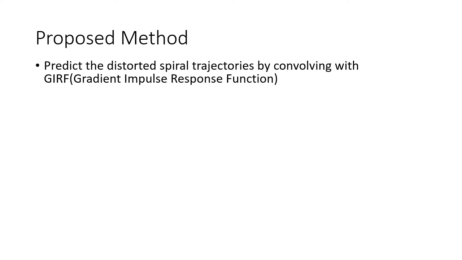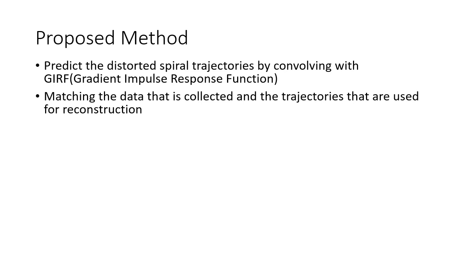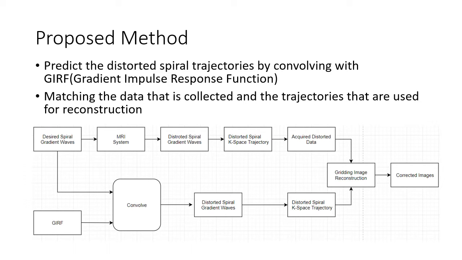To solve this problem, there is a proposed method. That is, we can predict the distorted trajectory by convolving gradient waveforms with GIRF, which is the gradient impulse response function. Once we get the distorted trajectories, we can match the distorted trajectories and acquired data in reconstruction. We can improve the image quality. Here is the basic workflow that shows the idea of the proposed method.